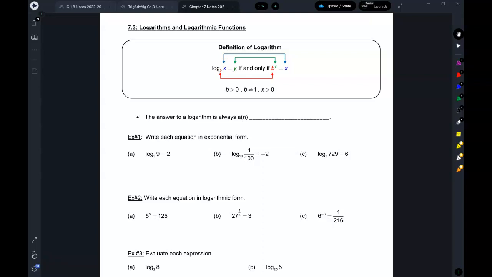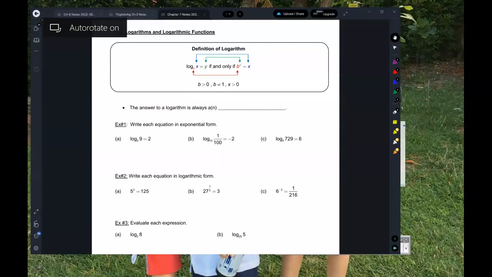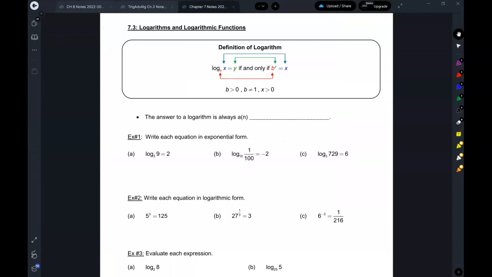So today we're going to talk about logarithms. All right. Okay. So let's talk about what a logarithm is.